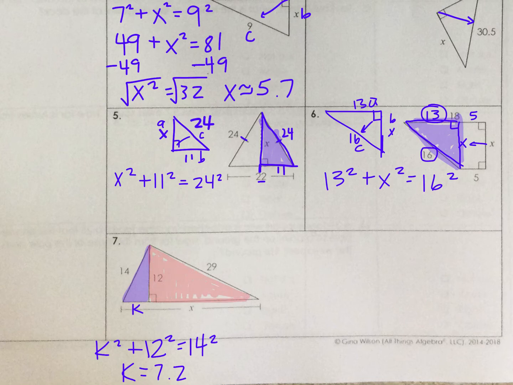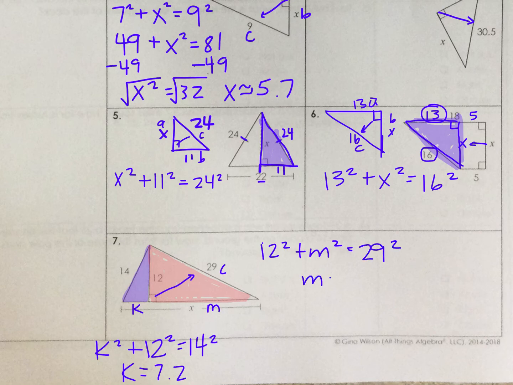This one right here, I'm going to call this M. So that's my right angle. So I know that this is the C. So 12 squared plus M squared equals C squared, equals 29 squared.